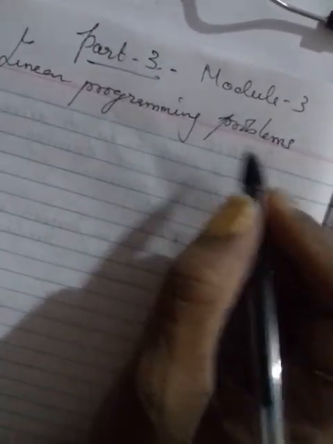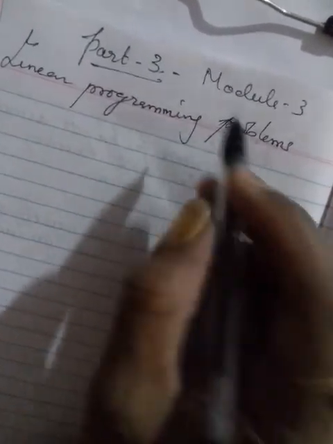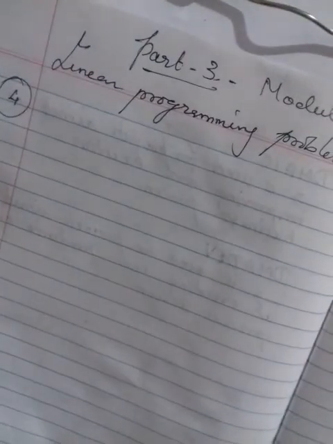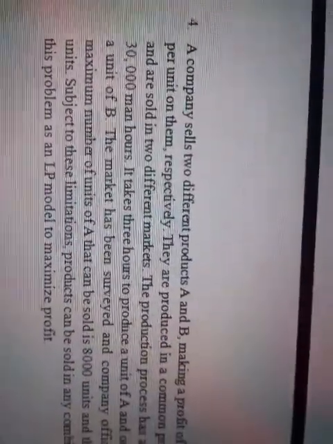Hi everybody. Today we are going to see module 3 part 3 in the linear programming problems. In part 2 we discussed 3 problems. Today we are going to see the fourth one. This is the fourth problem. Write down your classwork note.